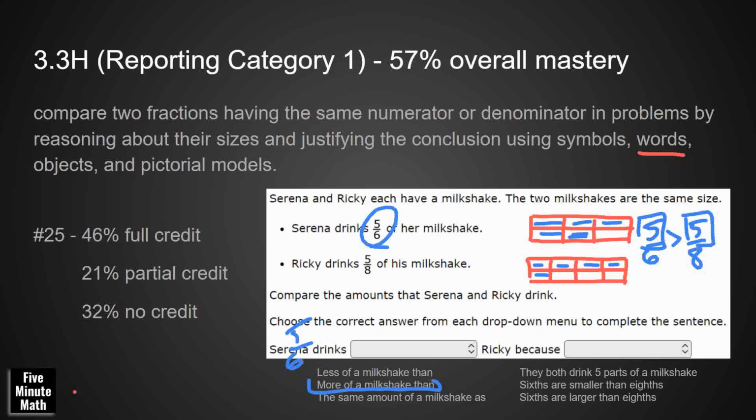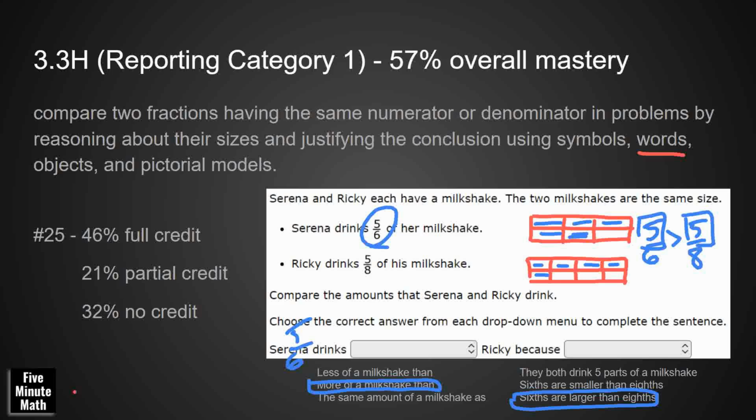So we need to be able to say, here are our answer choices. Serena drinks more of a milkshake than Ricky because why? Did you notice that the sixths are larger? This was the correct answer down here, a 2-point problem: sixths are larger than eighths. They need to know that each of these sixths is going to be larger than eighths. So 5 pieces of the larger sixths is going to be greater than 5 pieces of the smaller eighths.